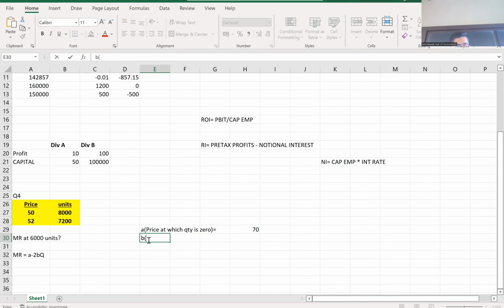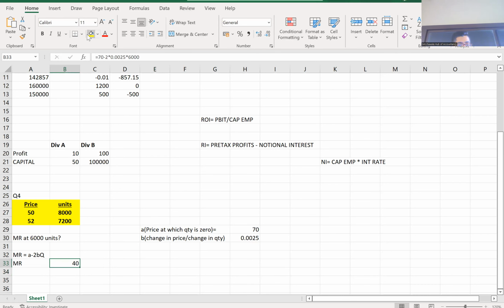Then B. B, you have been taught, is change in price over change in demand, or change in quantity. Very easy. Applying that, change in price is 2 over change in quantity is 800. Okay, so you have got A and B. Let's find MR. MR is A minus 2BQ. A is 70 minus 2 constant into B, which is 0.0025, into Q. What is Q? It's asking MR at Q, 6,000 units. That gives 40. So your correct answer for this is 40.